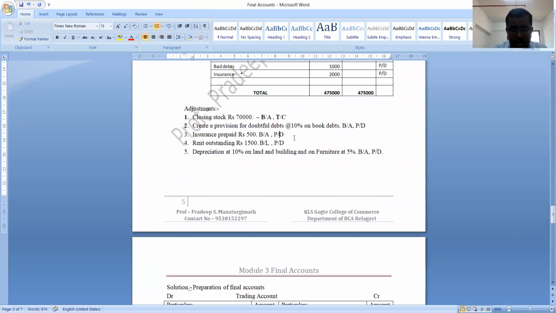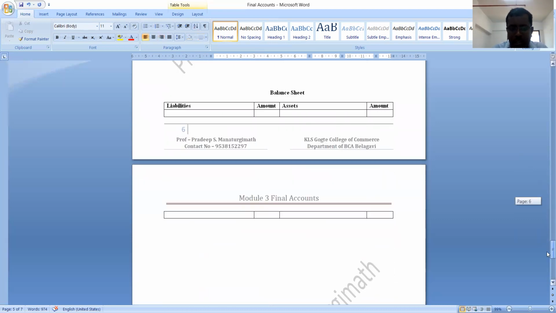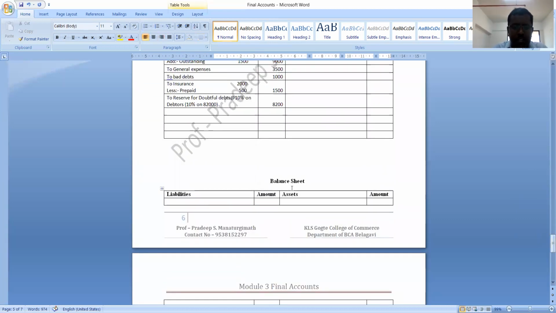Third adjustment is already covered. Fourth one is already covered. Fifth one is remaining. That is a depreciation, 10% on land and building and 5% on furniture. Here are the land and building and furniture. Land and building is 43,000, furniture is 5,000. Depreciation is also indirect expenditure, it is understood. So we should write it on the debit side to depreciation.